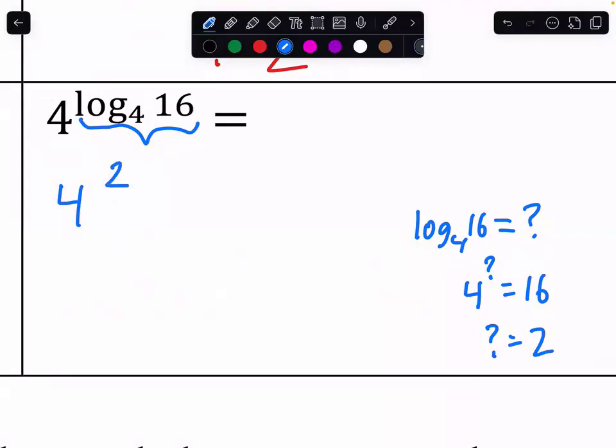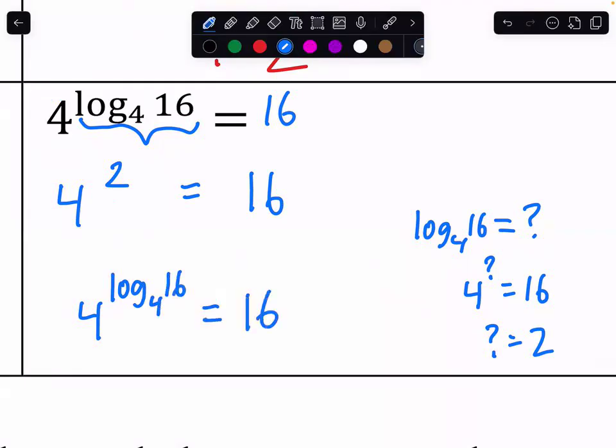And then now what is 4 to the power of 2? 4 times the second 4 is 16. So writing it all together, 4 to the power of log base 4 of 16 equals 16.